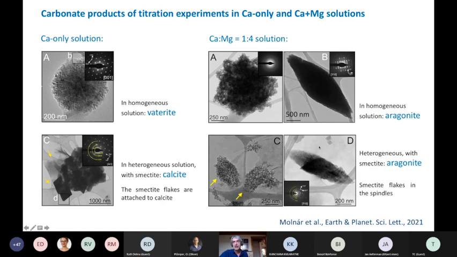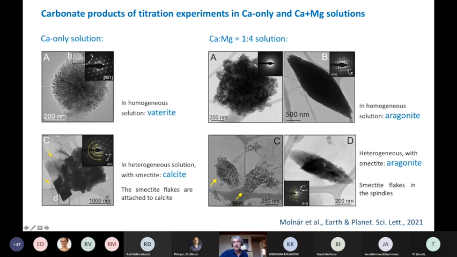As you see here, the clay didn't have such a large effect because even with the presence of smectite, we ended up having these aragonite spindles with some clay flakes inside the spindles. Actually, this looks very, very similar to the objects that we saw next to the algae in the algal bloom. So far, we didn't really get that kind of magnesium-bearing calcite that forms the sediment.